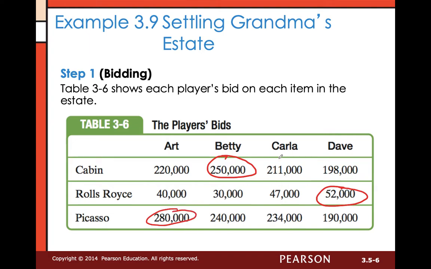So while at first glance it might appear that Carla is being left out in the dark, we're going to have some ways to work around that, because also notice that there's a little bit of discrepancy in the values. While $280,000 and $250,000 are somewhat close to each other, Dave over here at $52,000 is probably also feeling a little bit left out.